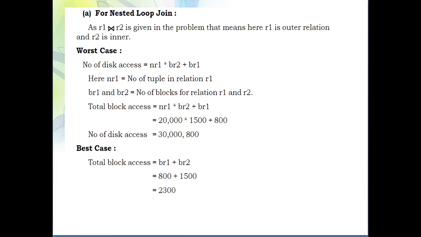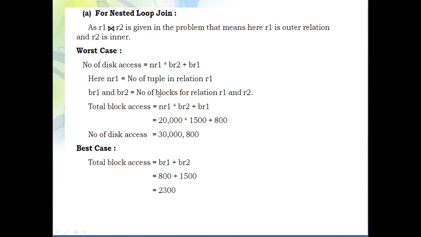In this case we are going to discuss 4 types of join operation, and every join operation has its own formula. By using that formula we can calculate how many block accesses are required in the worst case as well as in the best case. So this we have calculated for nested loop join. In the worst case, this many block accesses are required, and in the best case this many. Now next we need to calculate the number of block accesses required in block nested loop join.